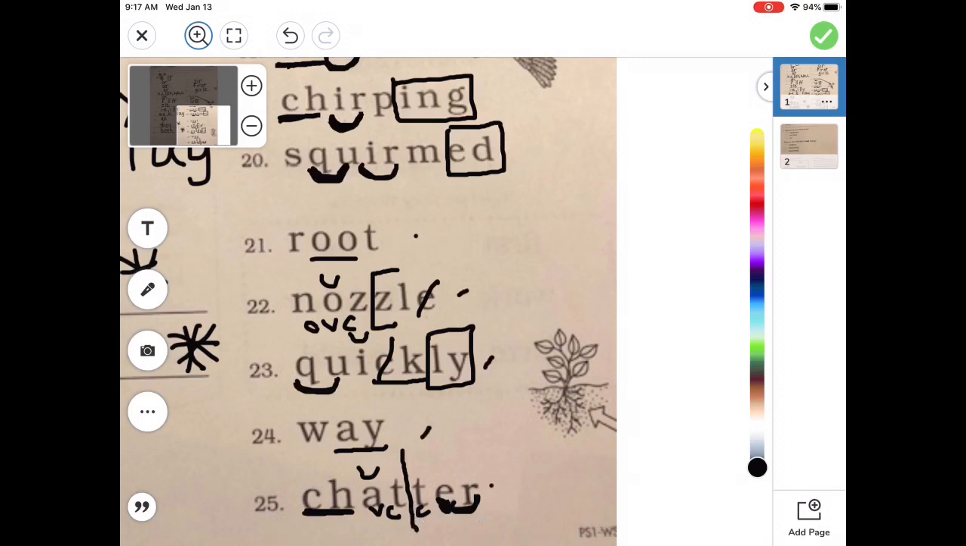So root, nozzle, quickly, way, and chatter. And from this picture, what do you think they're pointing at? They're pointing at the roots in the ground. So we're going to go ahead and connect it to that picture, roots.